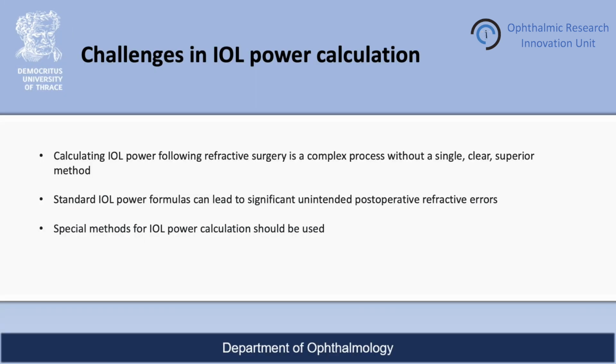Calculating intraocular lens power following refractive surgery is a complex process without a single, clear, superior method. Standard IOL power formulas can lead to significant unintended postoperative refractive errors. Special methods for IOL power calculation should be used in these cases.